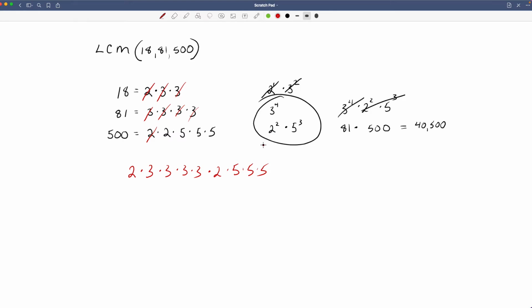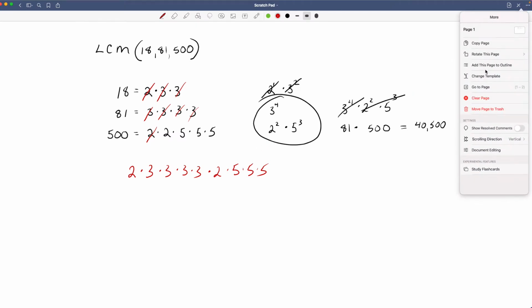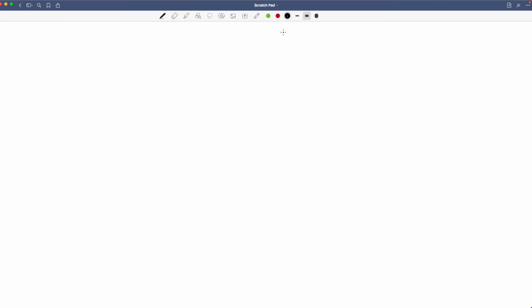All right, so let's move on and let's try a practice problem. Let me clear this. And we're going to find the LCM in 20.3 for 24, 55, and 80.